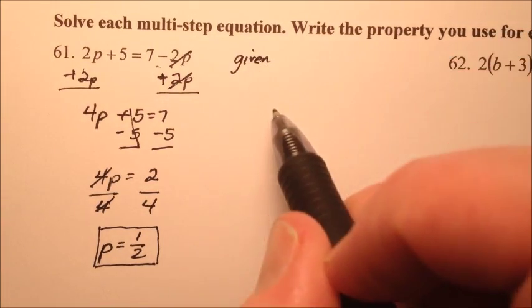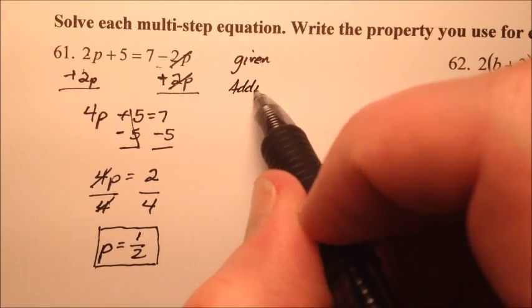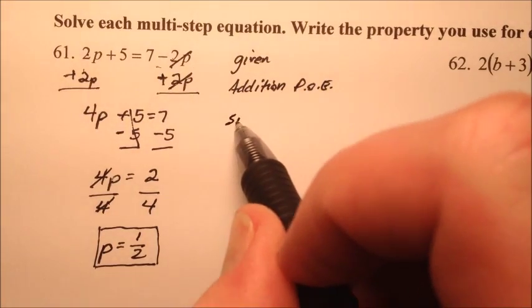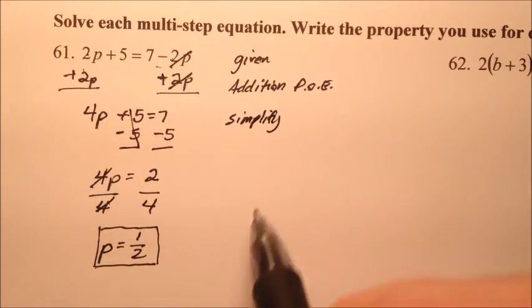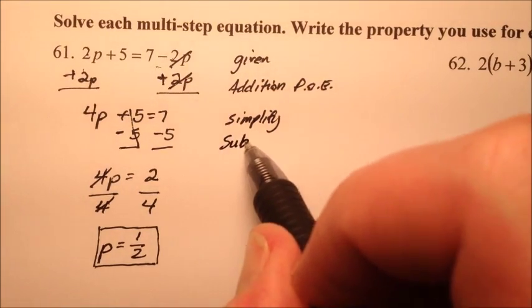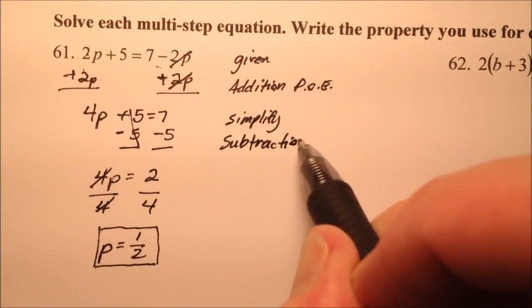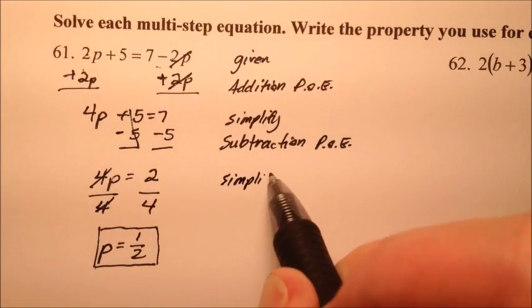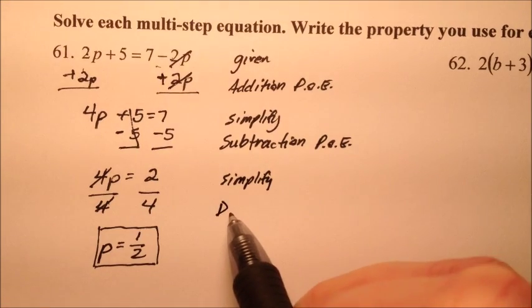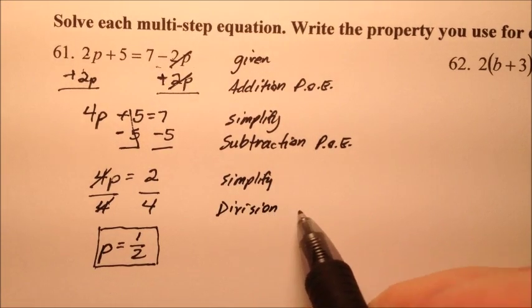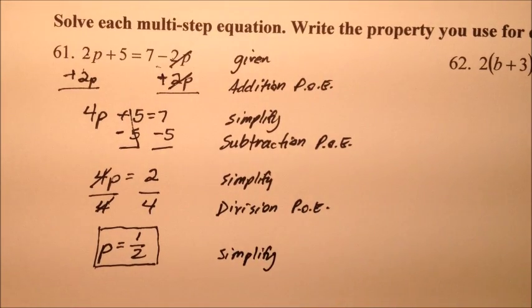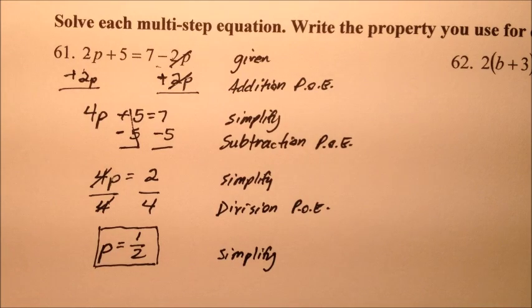The first one's always given, and then we use the addition property of equality. So the addition, we can say POE for property of equality. And then after we use the property of equality, we always need to simplify. And then we use the subtraction property of equality. So we'll put subtraction POE, and then simplify. And then we use the division property of equality and divided everything by 4. And then the last thing was simplify in order to get our 1/2. So the solution to number 61 is p equals 1/2, and there are all of our steps.